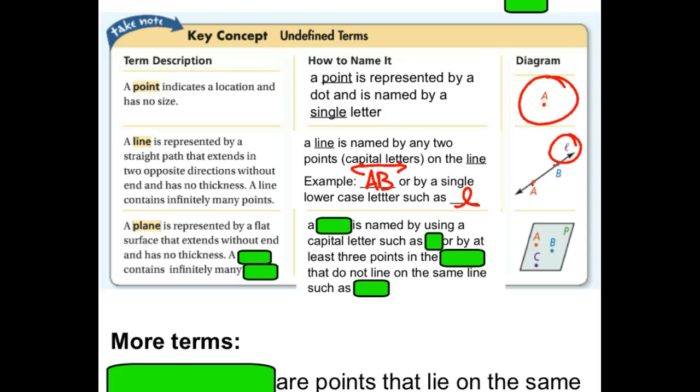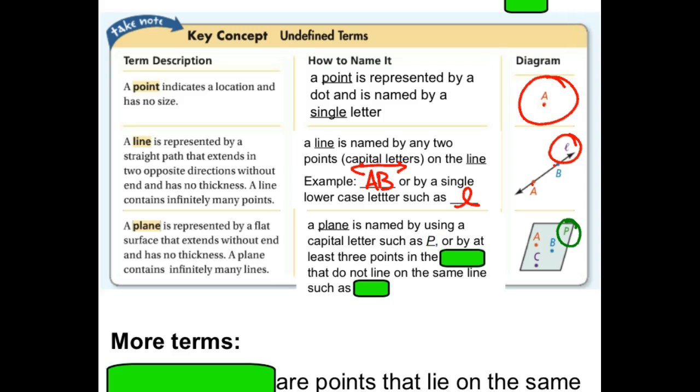A plane is represented by a flat surface that extends without end and has no thickness once again. A plane contains infinitely many lines. You start with a point, and then you have a line which has infinitely many points, and then you have a plane which has infinitely many lines. A plane is named by using a capital letter, such as in this one. You may notice that there's one capital letter here that does not have a point with it, P. We can call this plane P.